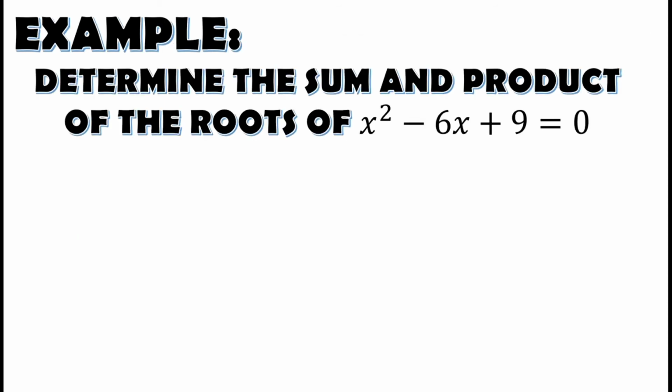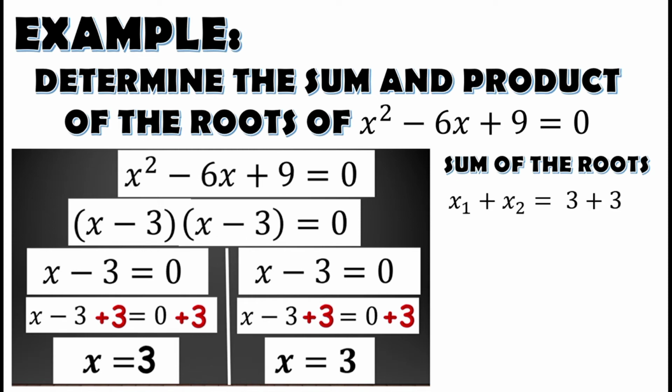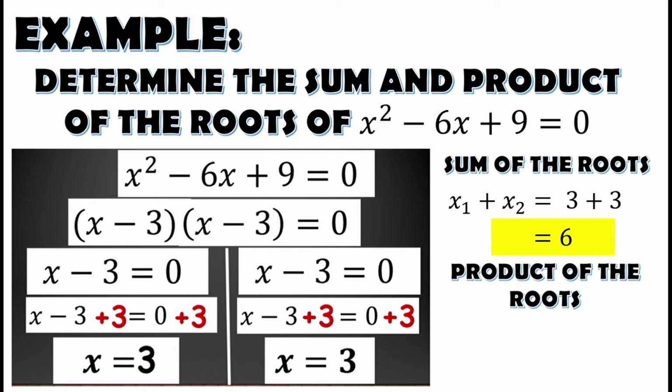First, determine the sum and product of the roots of x squared minus 6x plus 9 equals 0. Using factoring, it will lead us to the solutions or roots which are positive 3. To get the sum of the roots, all we need to do is add these two. 3 plus 3 equals 6. The sum of the roots is equal to 6, while the product of the roots is to multiply our two solutions. So 3 times 3 is equal to 9.